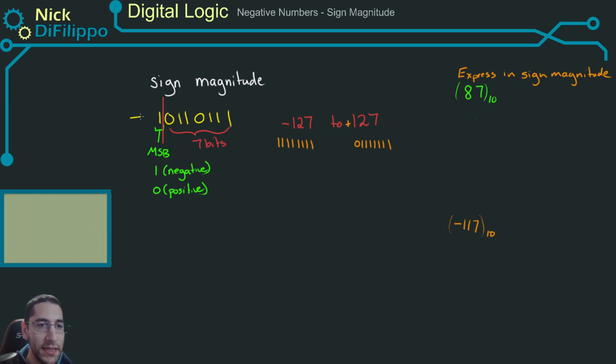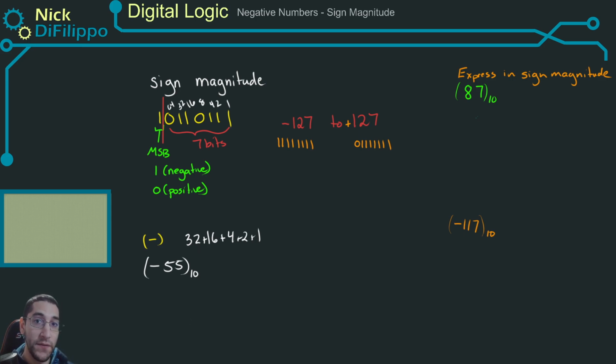In this example that I had drawn right here, what is this number? Well, this most significant bit means we have a negative number. And then what is the rest of the number? Here's the 64 bit, 32, 16, 8, 4, 2, and 1. So we're going to have 32 plus 16 plus 4 plus 2 plus 1: 48, 52, 54, 55. So right here, we are representing the number minus 55 in decimal.